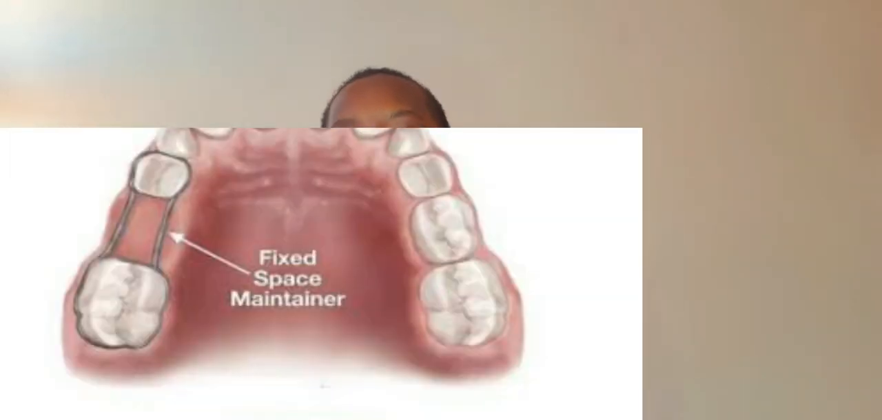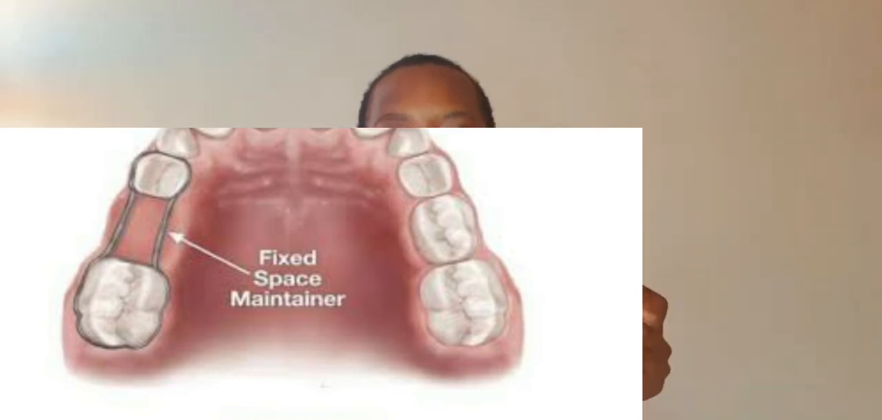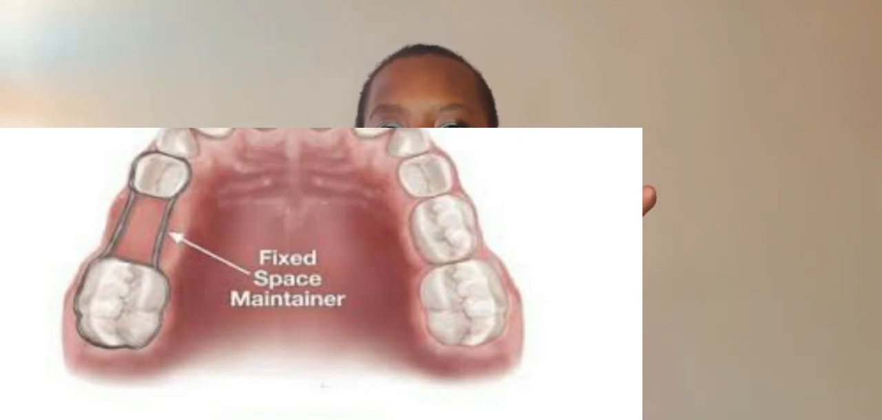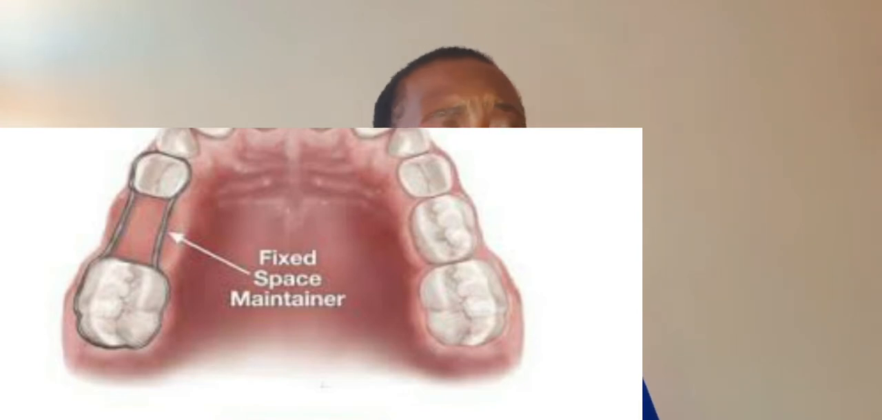And then from there, space maintainer. So if, for example, a child has undergone trauma, or the teeth are so badly decayed that we cannot restore, obviously we have to put space maintainers. So space maintainers are, I could say, appliances that try to maintain a space after a tooth has been extracted. And then from there, correction of habits.